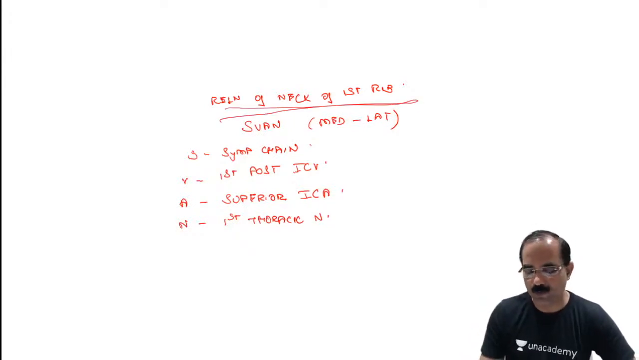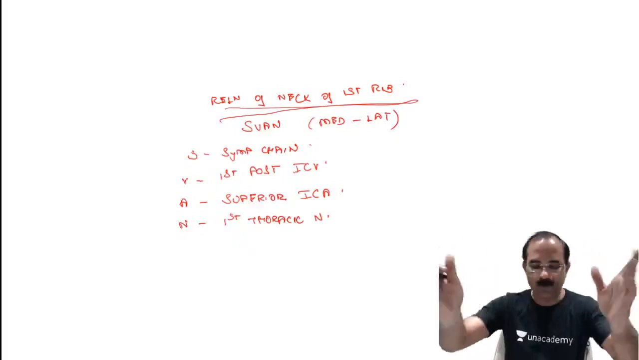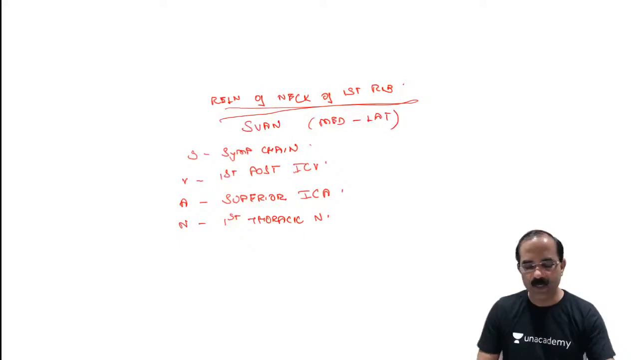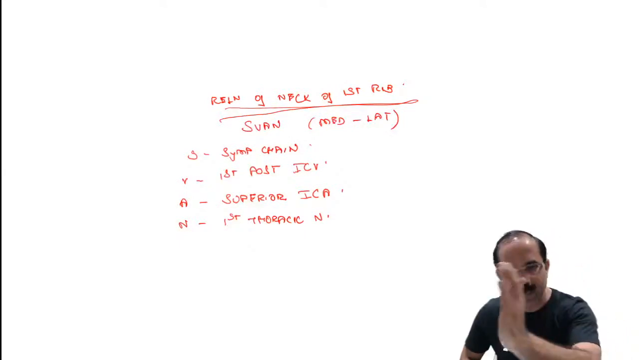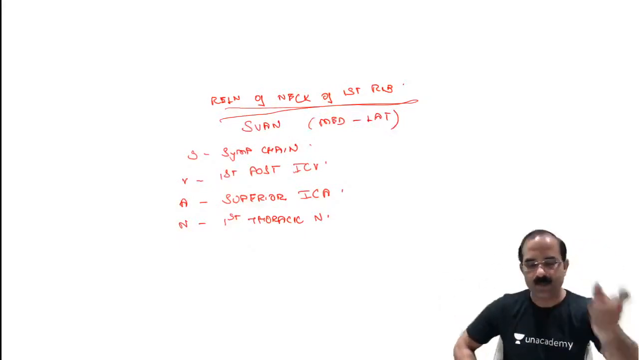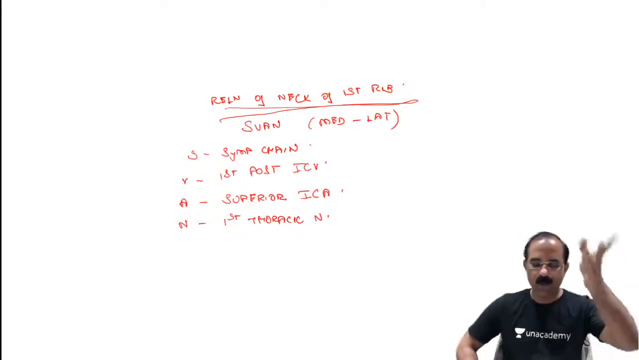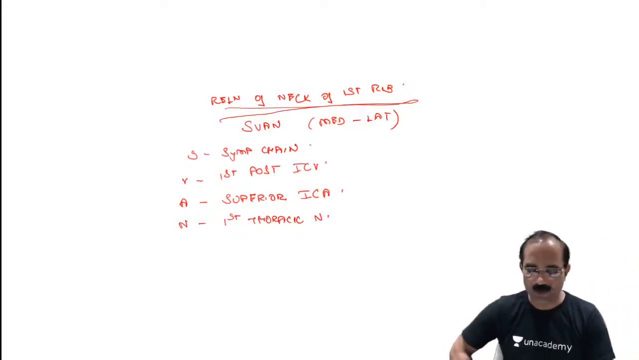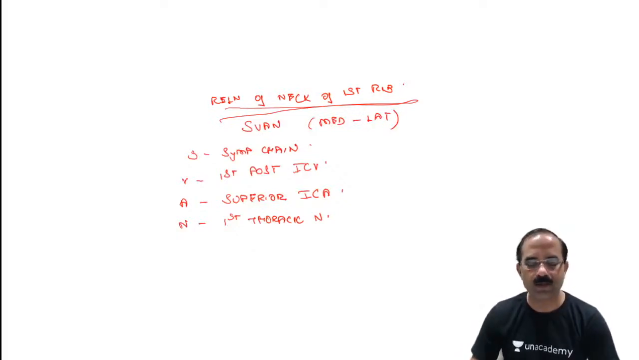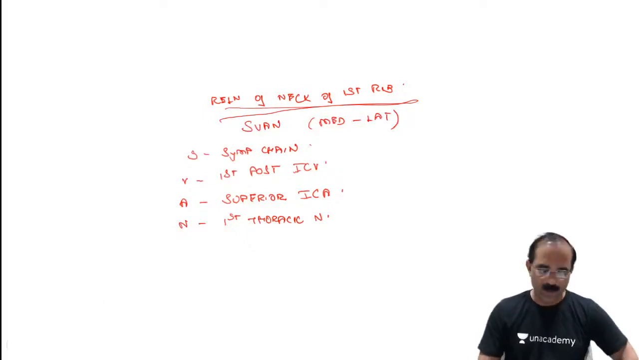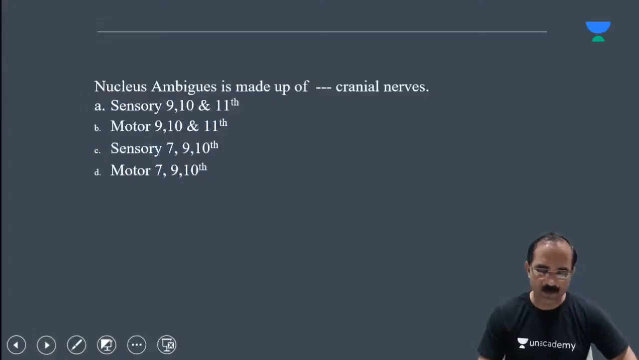Students, today I have told you many important things. Just remember all these things and revise this again and again. Relations of the neck of the first rib. SVAN, medial to lateral. S, sympathetic chain. V is the first posterior intercostal vein. A is the superior intercostal artery, and N is the first thoracic nerve. Okay? Fine. Let's go to the next MCQ.